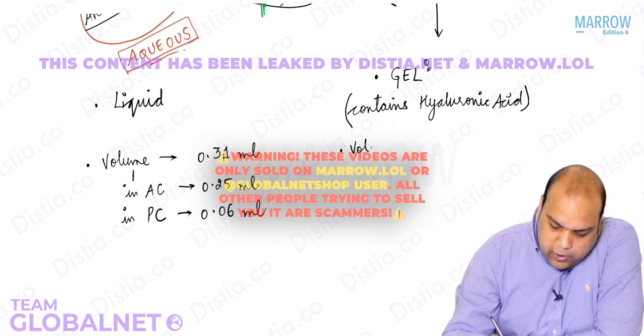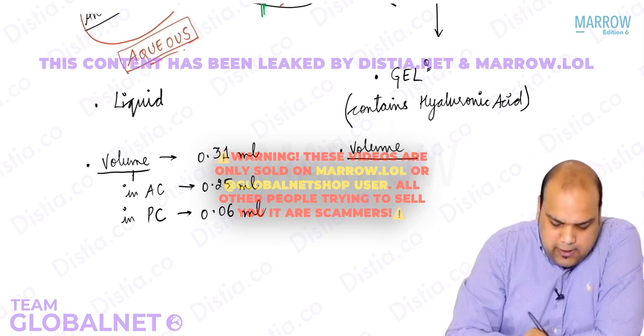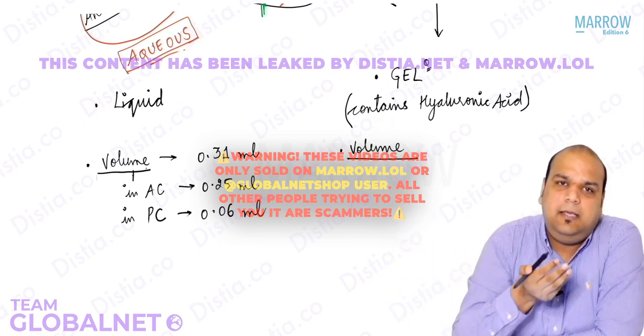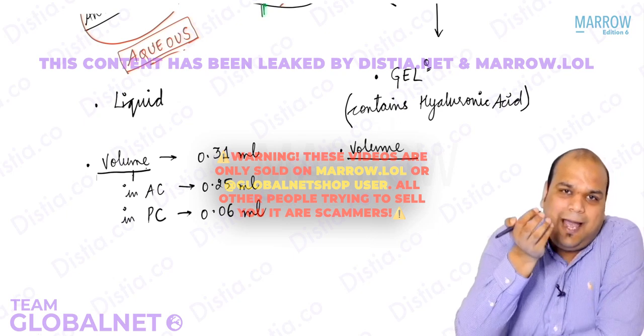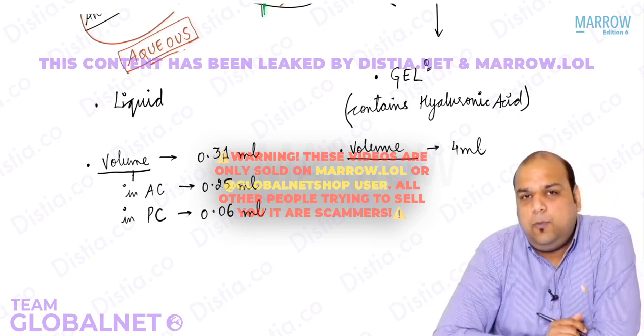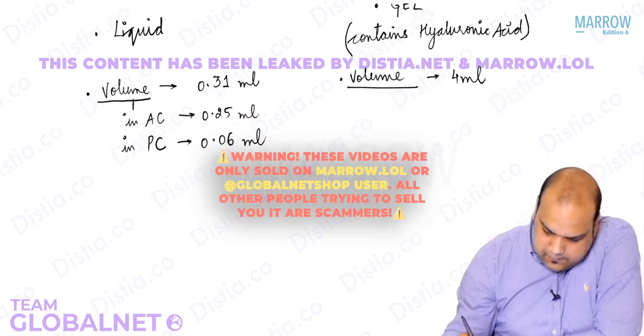But what about the volume of vitreous? If you realize from all the images or all the cut sections that we have drawn, the vitreous cavity is always much larger than the aqueous cavity or the anterior segment. Yes, the volume of vitreous is approximately 4 ml. Moving forward, guys.